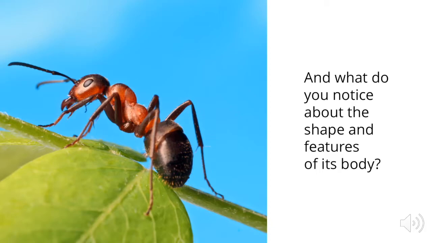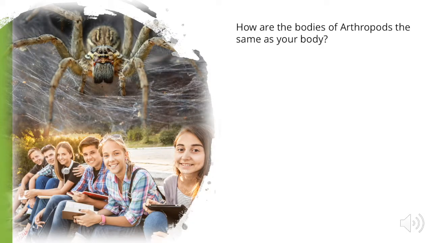Well, what does that sound like, right? How are the bodies of arthropods the same as your body? Well, we have eyes, we have ears, and so do they. They have legs, and so do we. We have arms, and so do they. They have a head, they have a thorax, so do we.